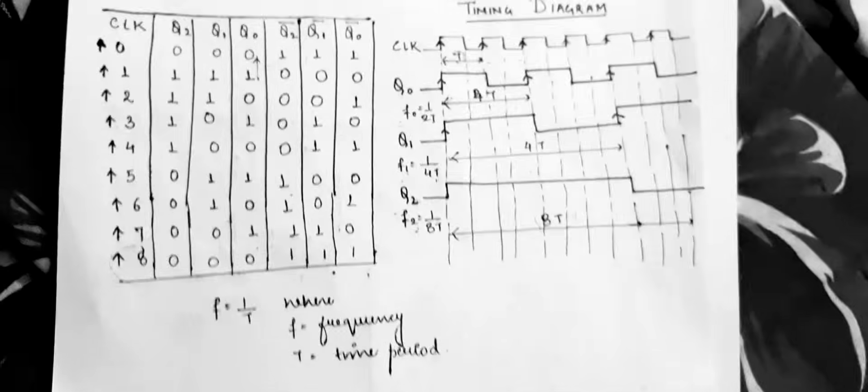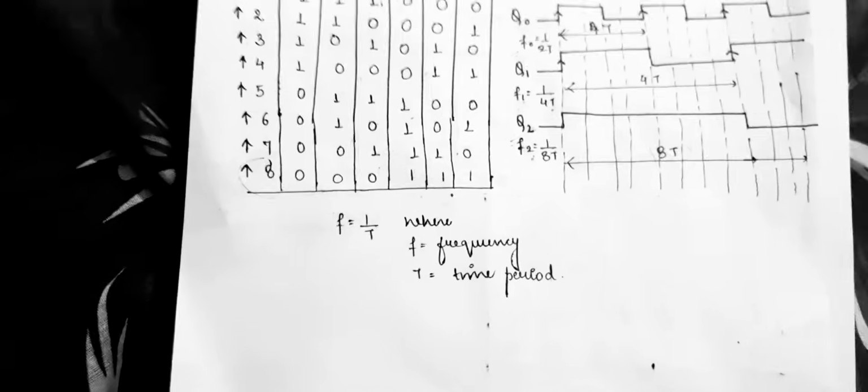So this was all about your 3-bit ripple counter using positive edge triggered flip-flops.